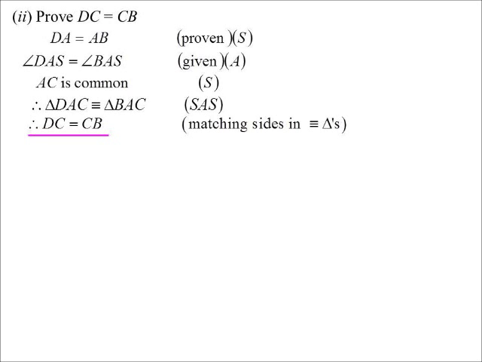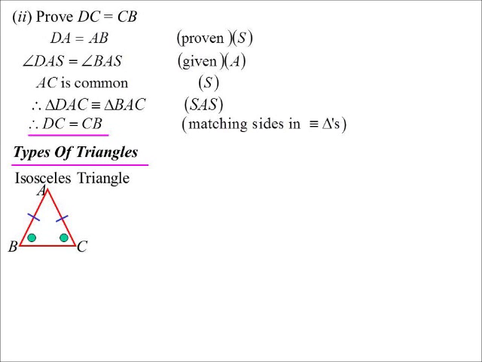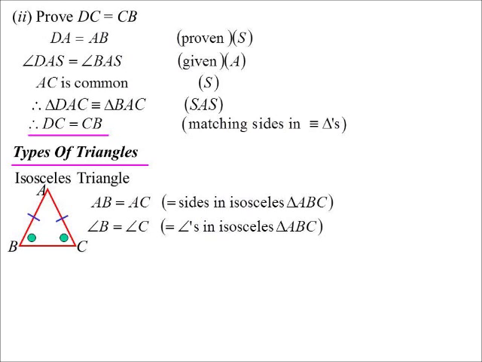All right. Types of triangles. Isosceles triangles. If I know the triangle is isosceles, I can say AB is equal to AC, equal sides in an isosceles triangle. I can say angle B is equal to angle C, equal angles in an isosceles triangle. If they have not told me it's isosceles, they might have just said angle B is equal to angle C.